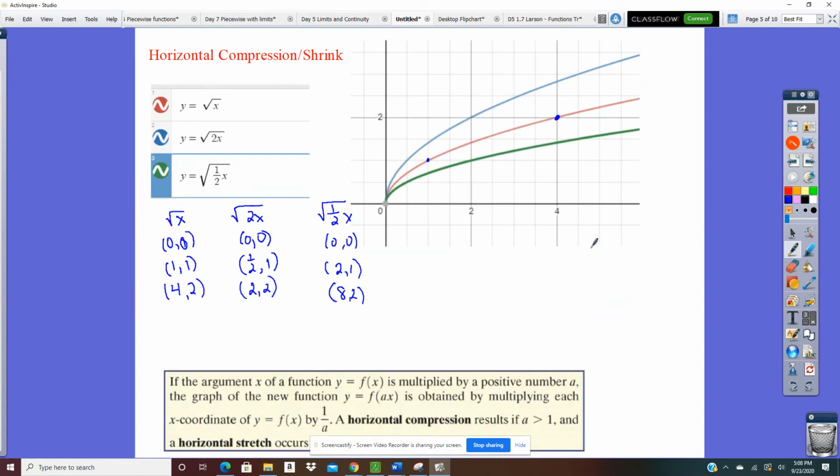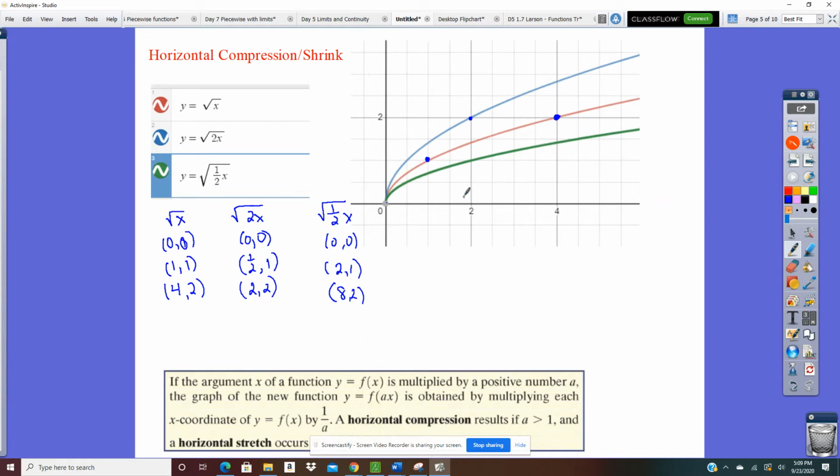Okay, now the one that gives people the most trouble is a horizontal compression and stretch, because when you do this, the horizontal values are the ones that change. Okay, so here's my normal square root function. Those are my points, (0, 0), (1, 1), (4, 2). When I do this one, square root of 2x, this is my blue one, so I'm going (2, 2), and it looks like it should be over here somewhere.